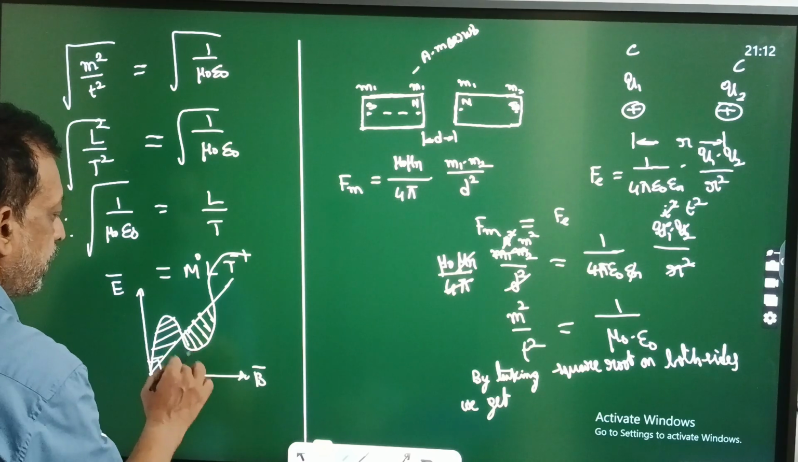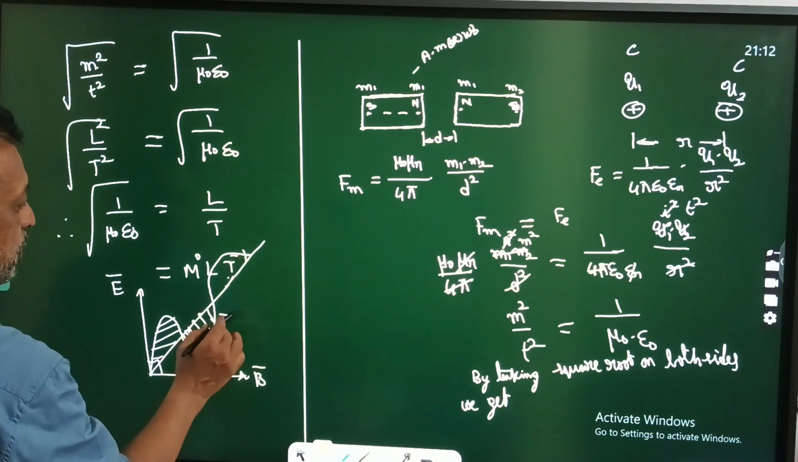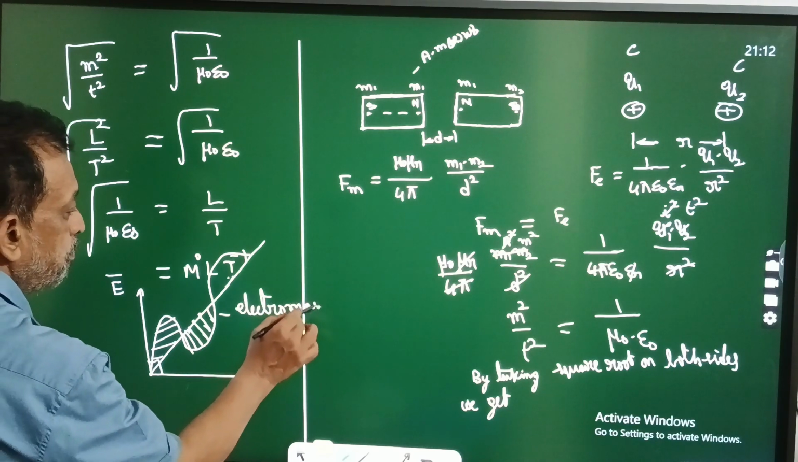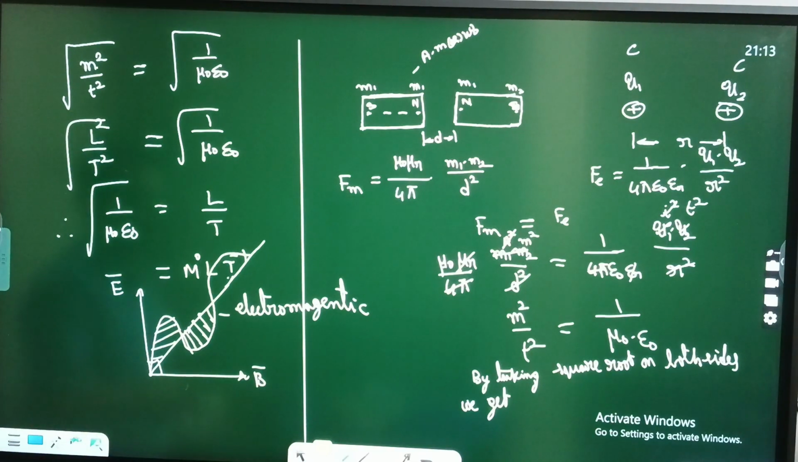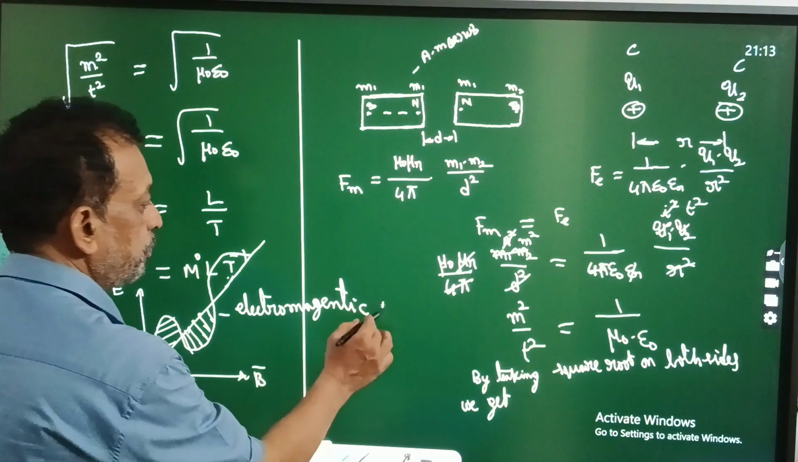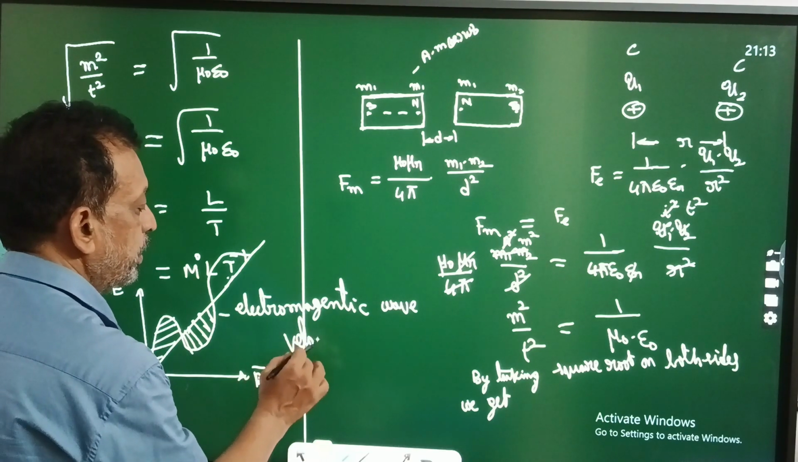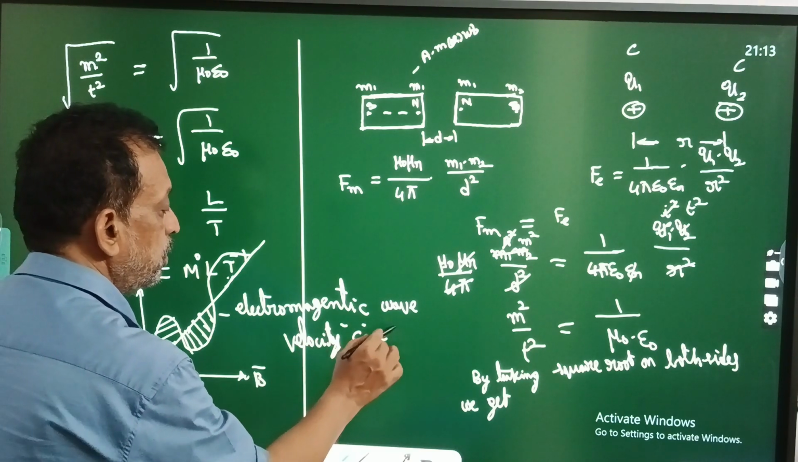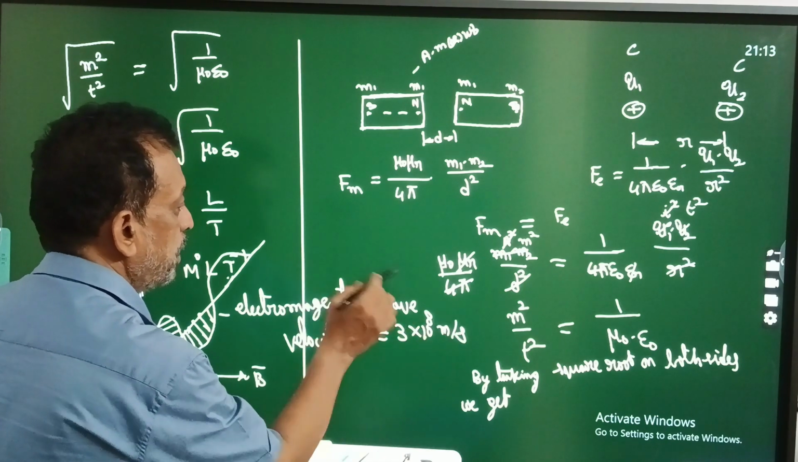Both are interacting normally, called electromagnetic wave, which means the velocity of light. When the electric field and magnetic field interact normally, we get an electromagnetic wave. That is nothing but the velocity of light. What is the velocity of light? c is equal to 3 into 10 to the power of 8 meter per second. Standard. Right, copy this one.